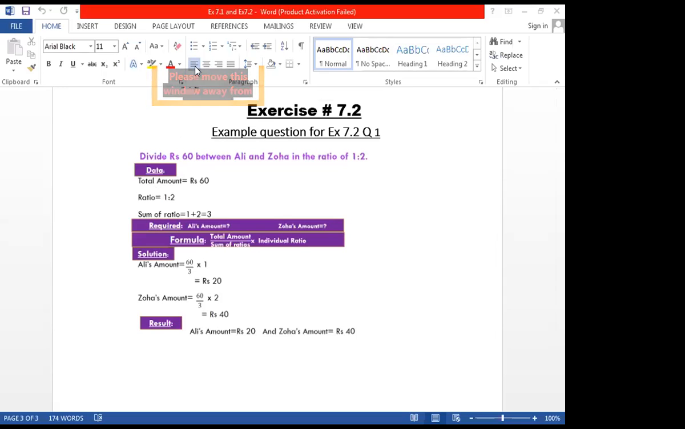Yes, you can leave one page. Okay, Sania, is there any question?